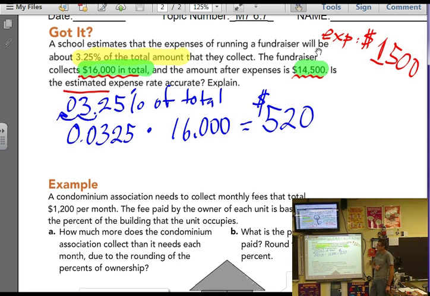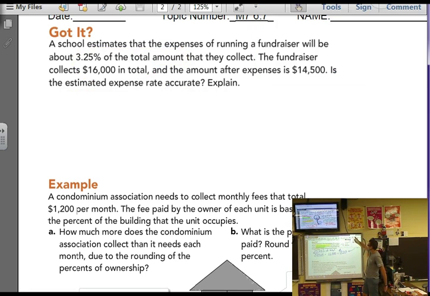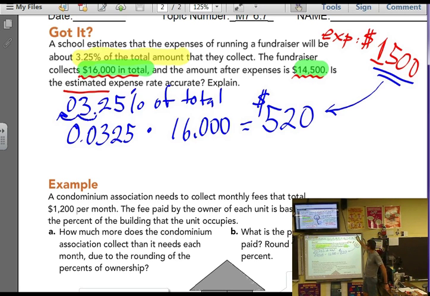So when we look at what their expenses actually were compared to what their expenses were estimated to be, their estimate was totally off. So we need somebody better estimating our expenses, or maybe we bought things that were way too pricey, like the food we bought was more expensive than what they had estimated. Whatever reason goes into this, they definitely had an inaccurate estimate for their expense amount.